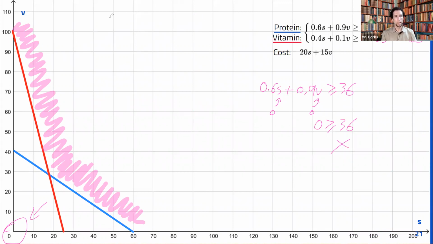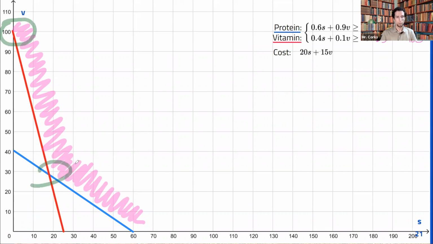How many corners do we have on our region? 3. Tell me where they are. 100. A little more detail. Red line and the V axis here, so 100 on the V axis. And the intersection of red and blue lines. And the blue line on the S axis, 60, down here. So A, B, and C, we can label these 3.